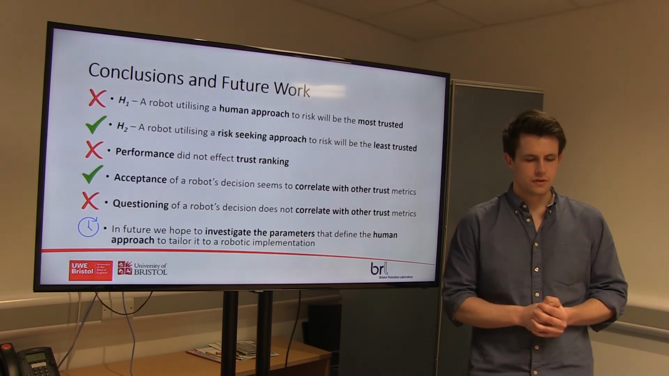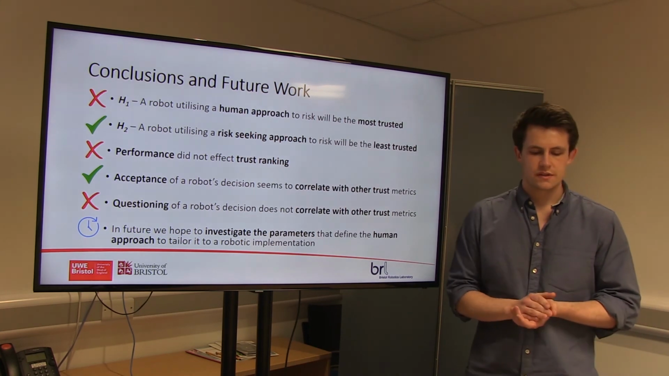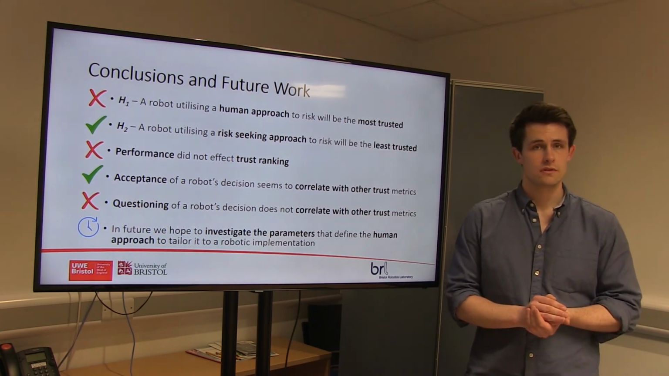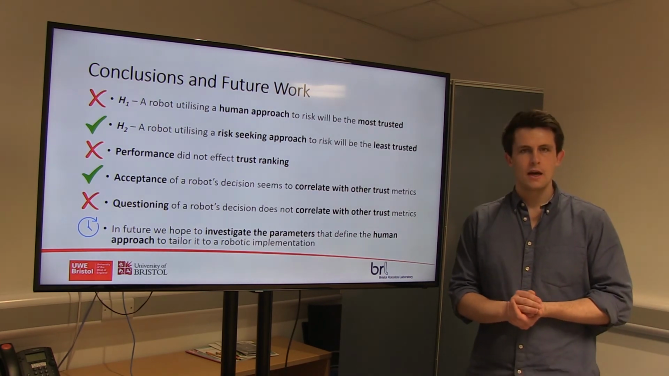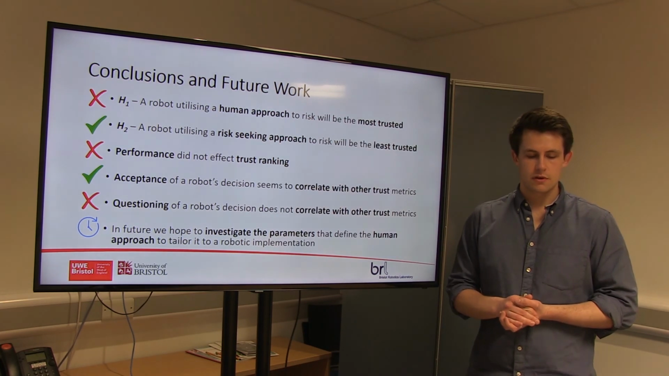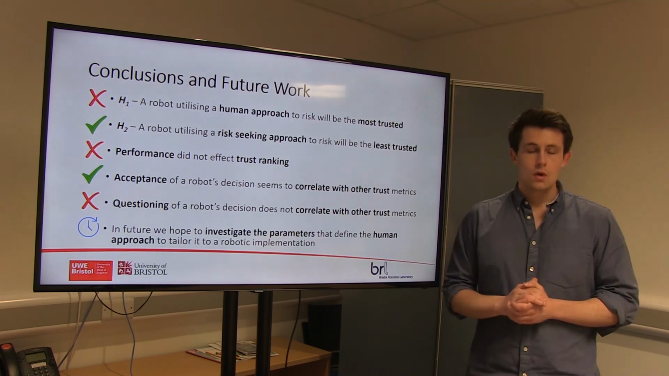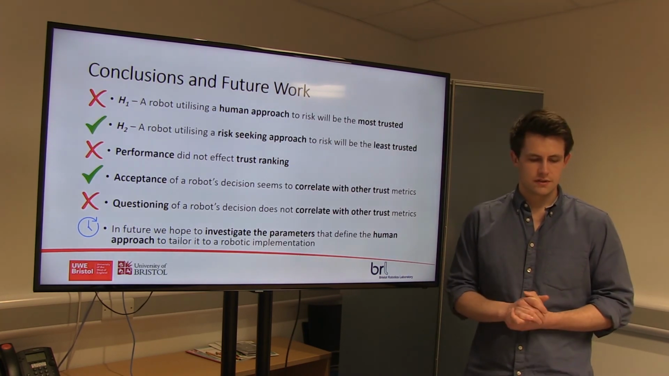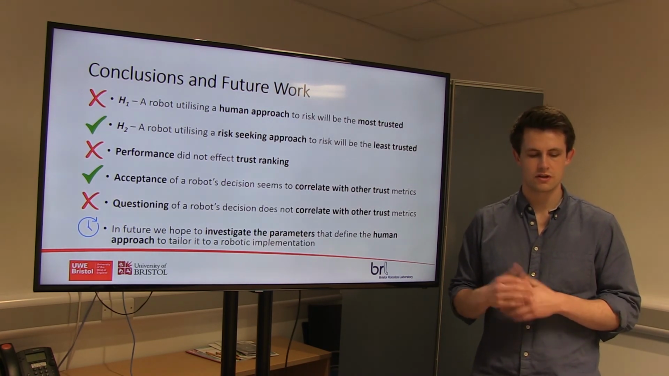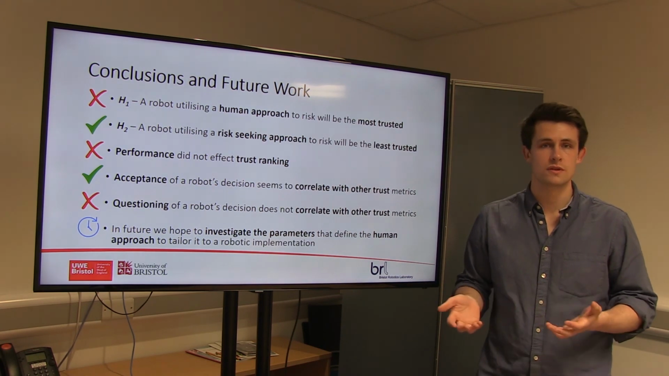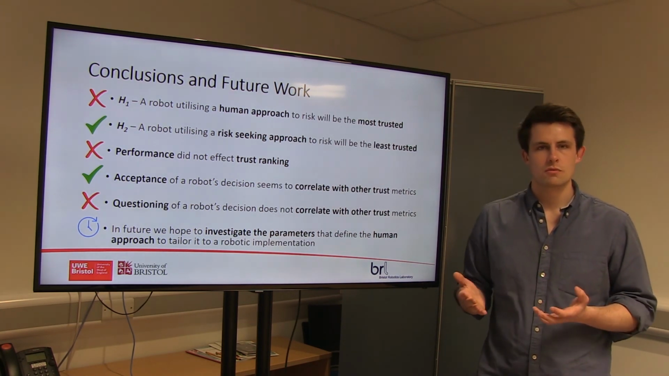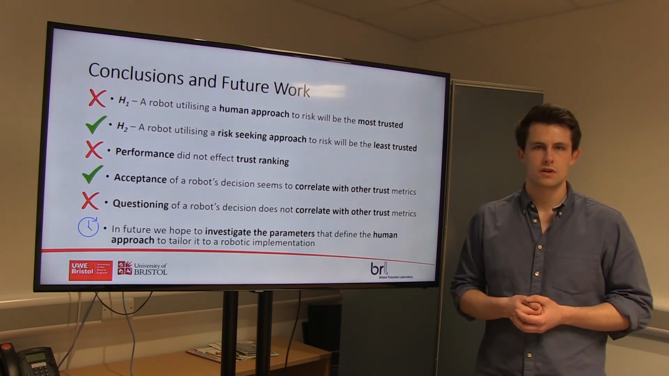So just to conclude, we found that our first hypothesis was incorrect. People did not trust a human approach to risk more than the other approaches. We found that our second hypothesis was true, that the robot using a risk-seeking approach will be less trusted. We found that performance did not affect trust. We found that acceptance of a robot's decision did in fact correlate with other trust metrics and therefore could form a useful measure of trust in the future. And finally, we found that questioning a robot's decision did not form a good measure of trust.